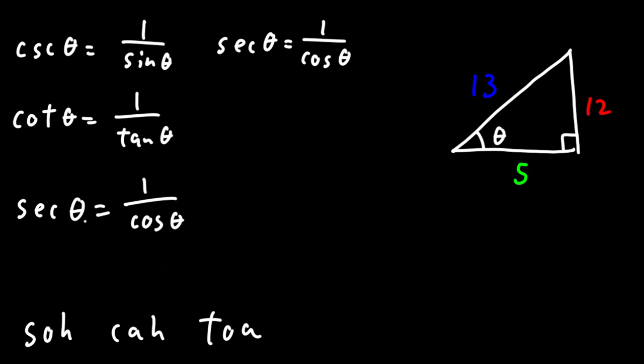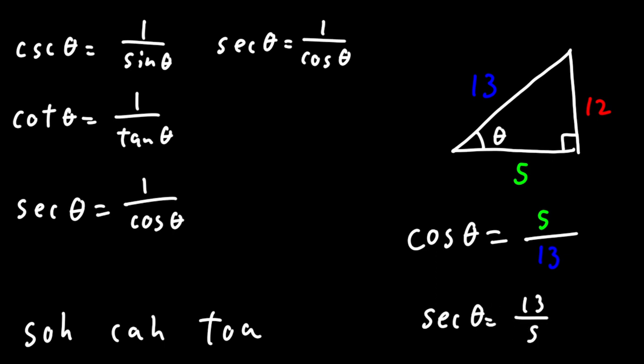Recall that secant of theta is just the reciprocal of cosine. So first, let's find cosine of theta. Cosine, if we look at SOHCAHTOA, is adjacent over hypotenuse. So that's equal to 5 over 13. Now, to find secant, we just have to find the reciprocal of cosine of theta. The reciprocal is when you flip the numerator and the denominator. So secant of theta is just 13 over 5.